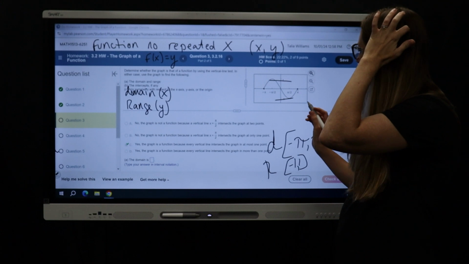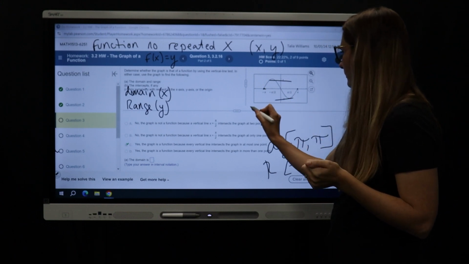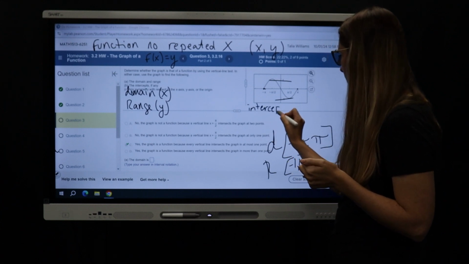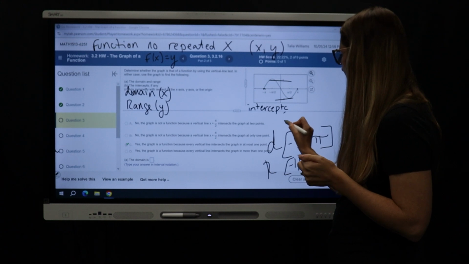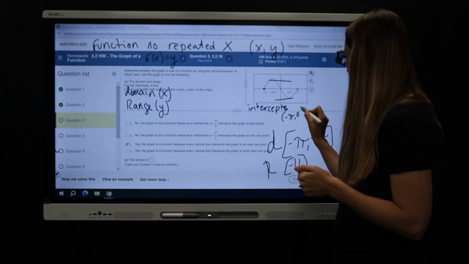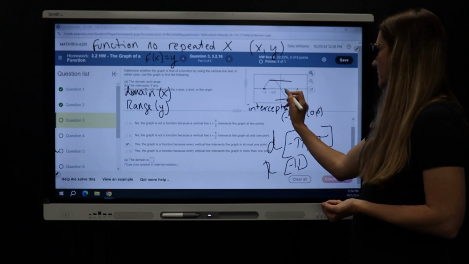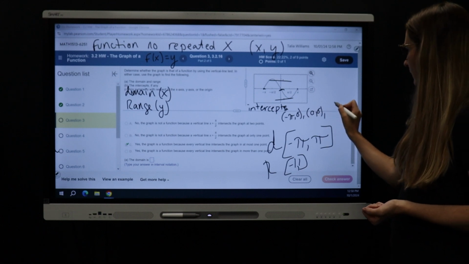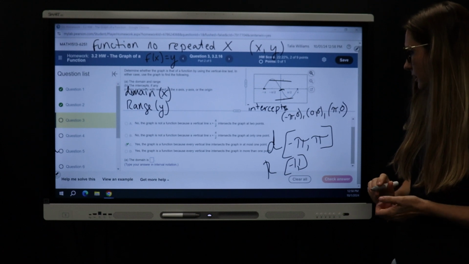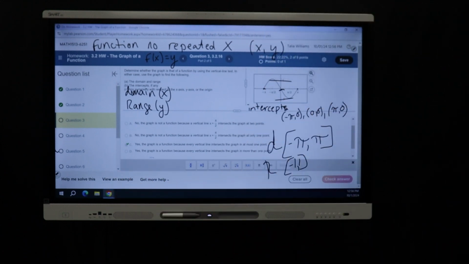Our intercepts right here, there's 3 intercepts. Negative pi, 0, and remember, for it to be an intercept, you have to have a 0 in there. It crosses right here at the origin too, and then we have pi, 0. And then they're gonna ask about symmetry, but we'll get all that typed in first.